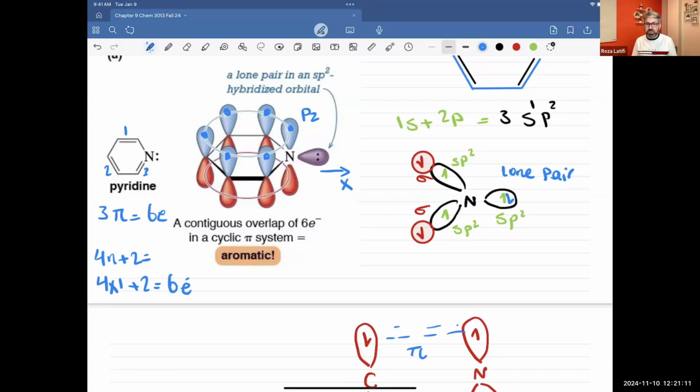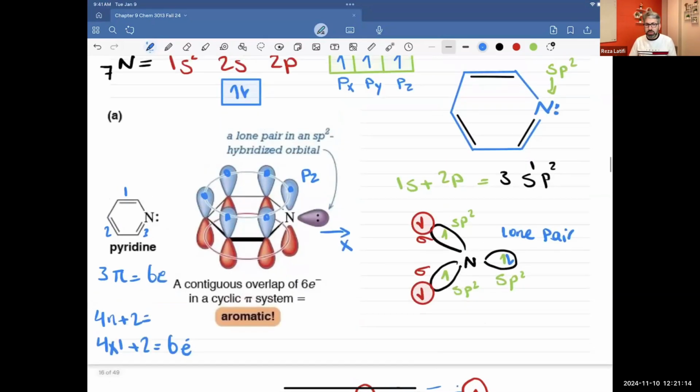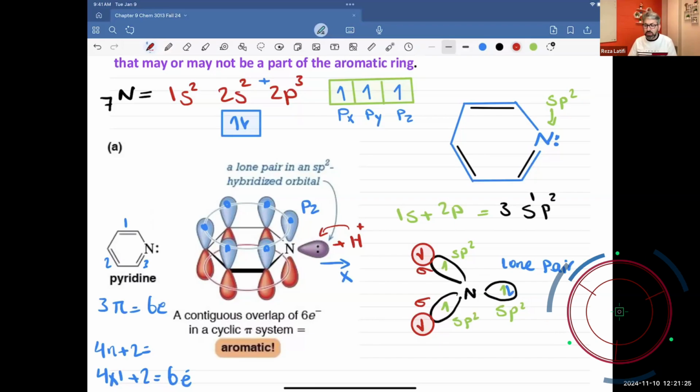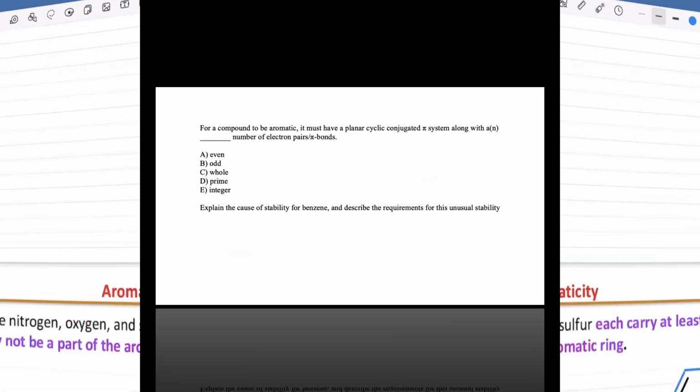But if pyridine is supposed to react with acid, now you can use that lone pair and, for example, react it with H plus, and then H plus will react with this lone pair and give us NH. So that lone pair is useful whenever we want to take H from acidic solution.